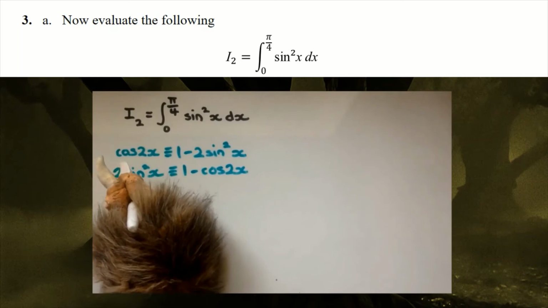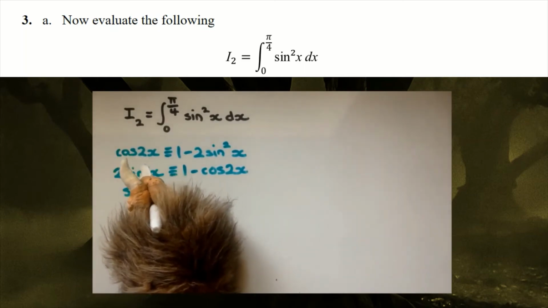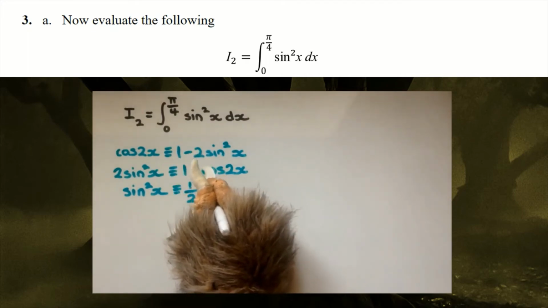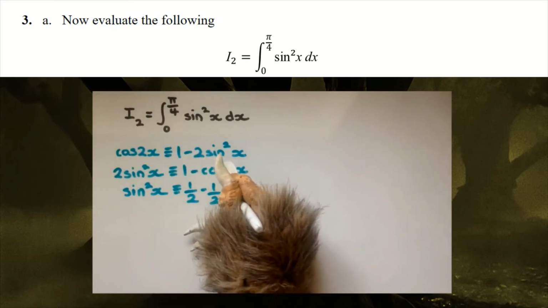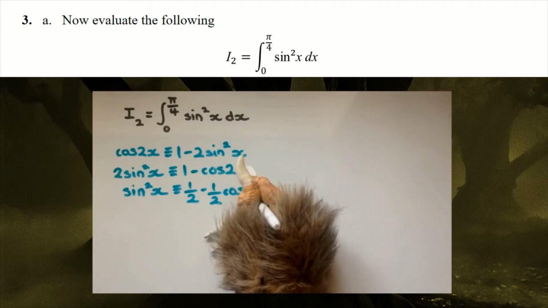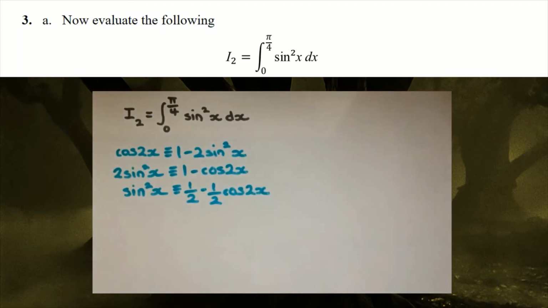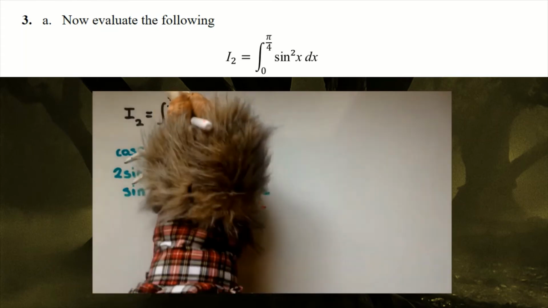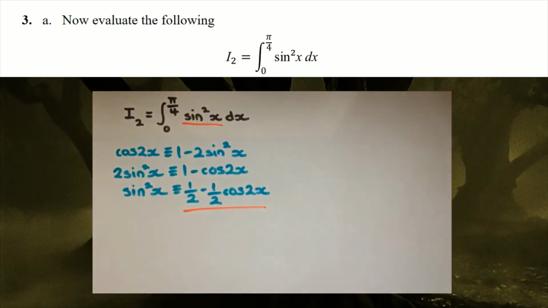So sine squared x is identical to 1/2 subtract 1/2 of cos 2x. And now we have a nice expression we can replace sine squared with in the integrand. So here it is. We're going to replace sine squared here with 1/2 subtract 1/2 cos 2x. Let's partition the board and let's do the substitution.